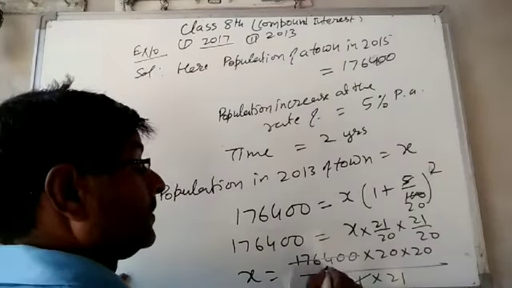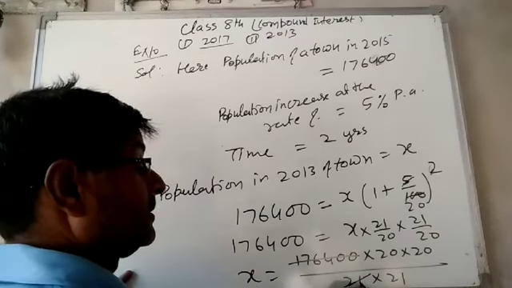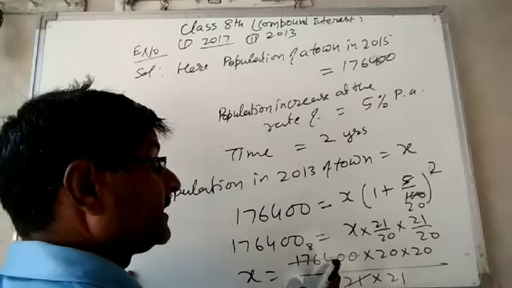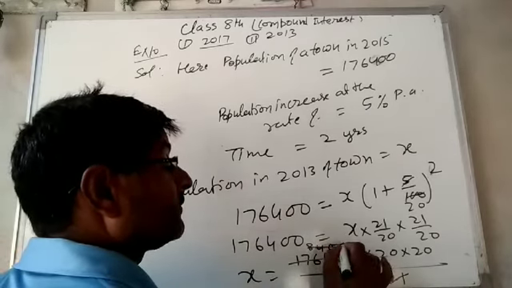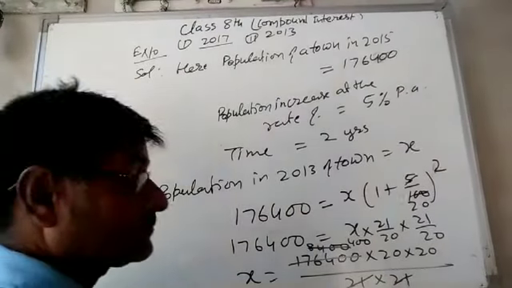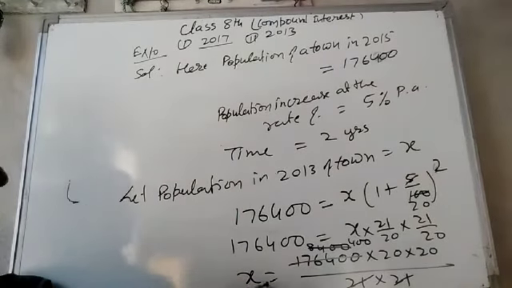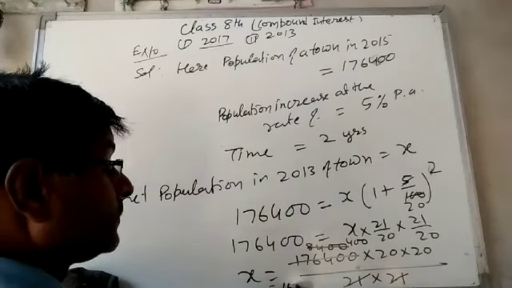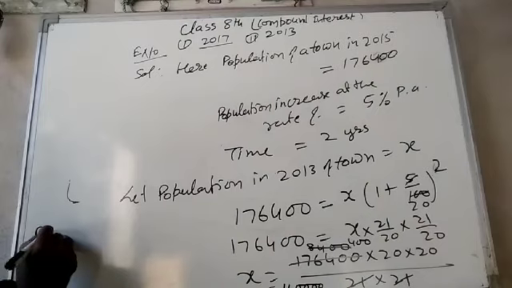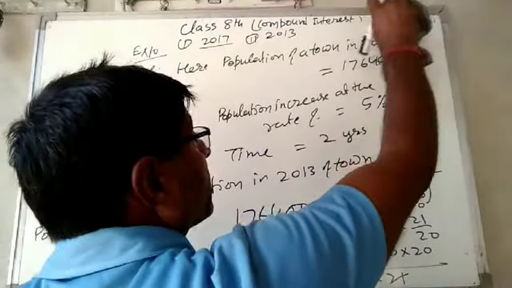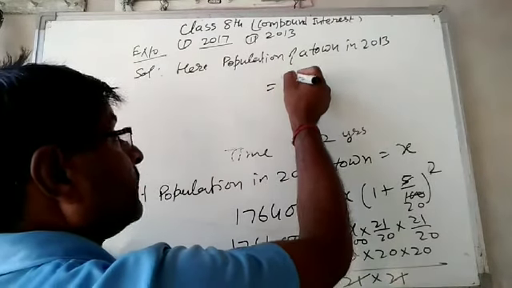This will cancel with this. 21 sevens are 147, 8 times is 168, 8 carry, so 84. 4 times there are 20. Then cancel with 21. 21 fours are 84, 400. Now you can multiply them: 4 twos are 8, 2 eights are 16. So you get the answer 160,000. So the population of the town in 2013 is equal to 1,60,000.